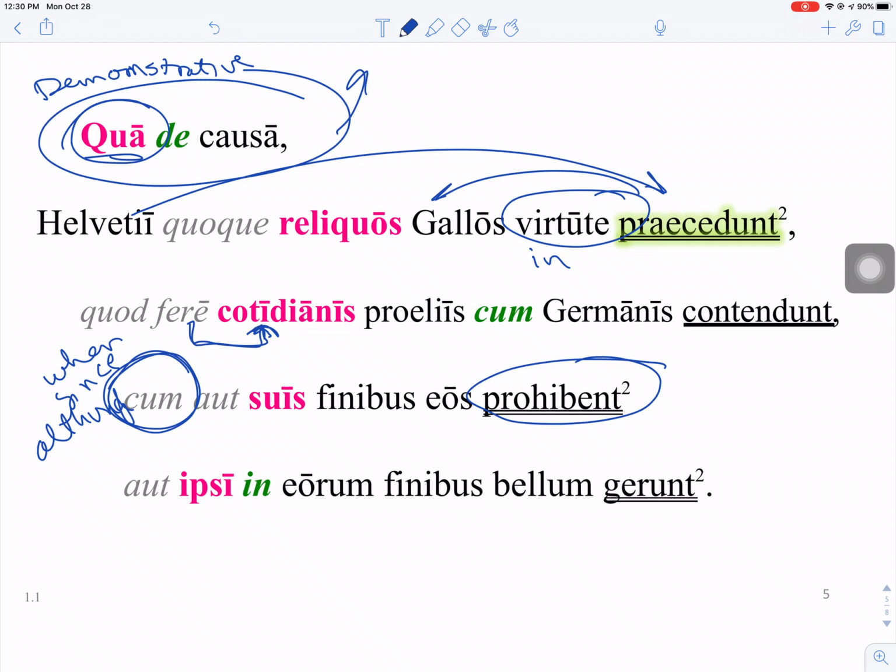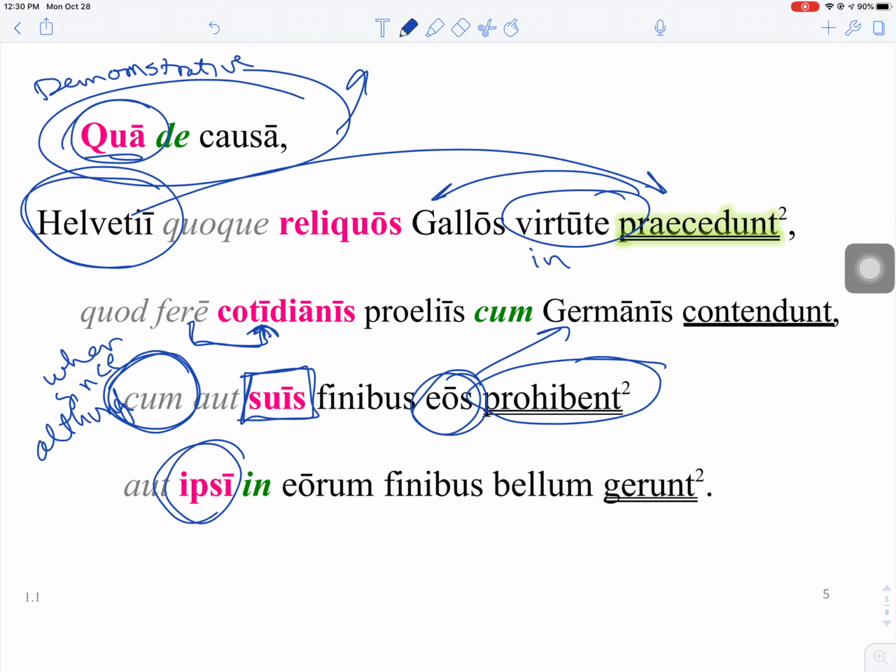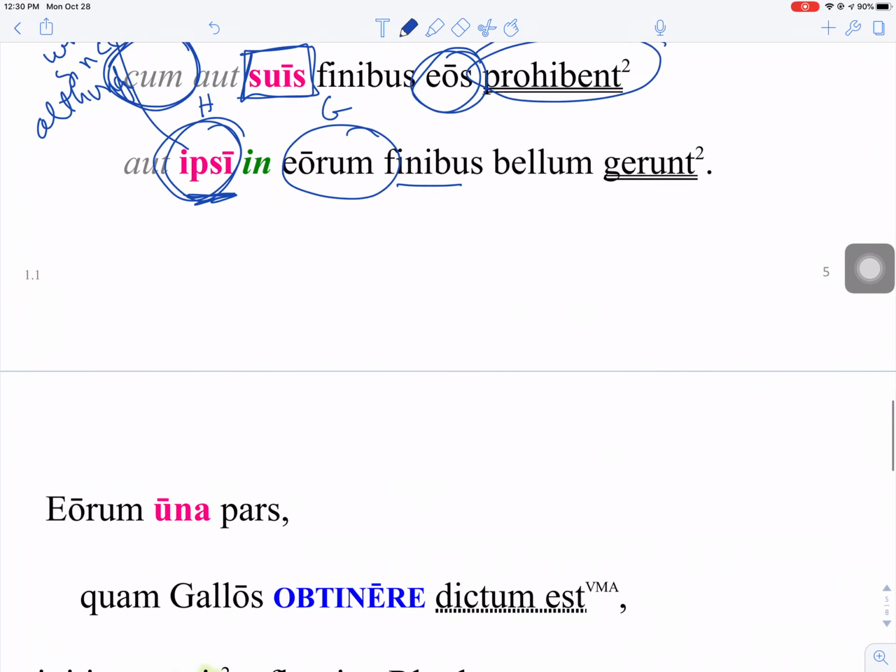This is one of these places where suis, because that is reflexive, it's going to go back to Helvetii, and then eos is going to refer to Germanis. Ipsi also goes back to Helvetii. They themselves wage war in the borders of eorum, the Germans. So if I were labeling this, I would definitely mark up who each of those pronouns refers to.